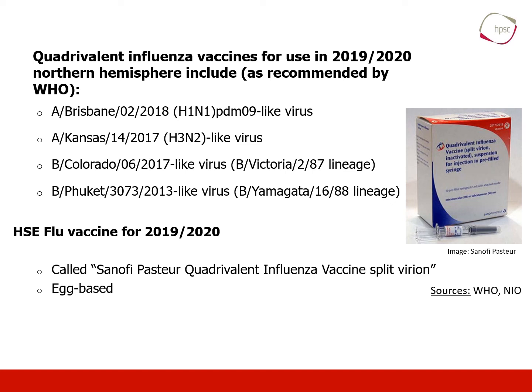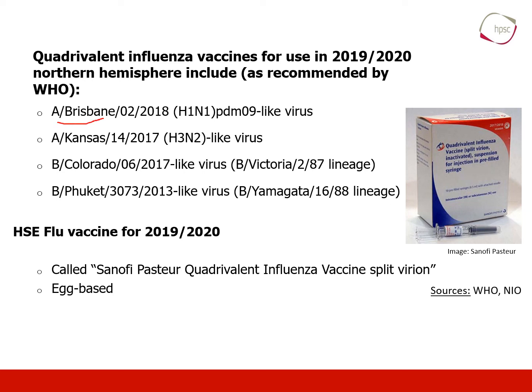Hemisphere and the Southern Hemisphere, because during January and February it is winter in the Northern Hemisphere, while it's summer in the Southern Hemisphere. So for this year vaccine, we have 2 type A and 2 type B.